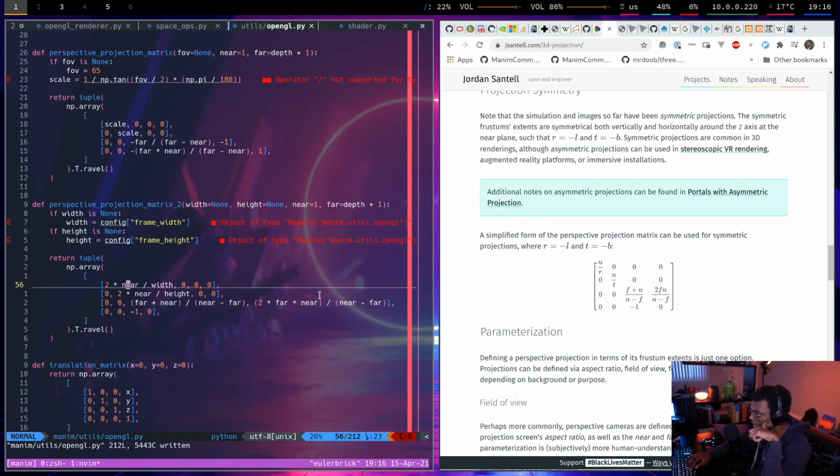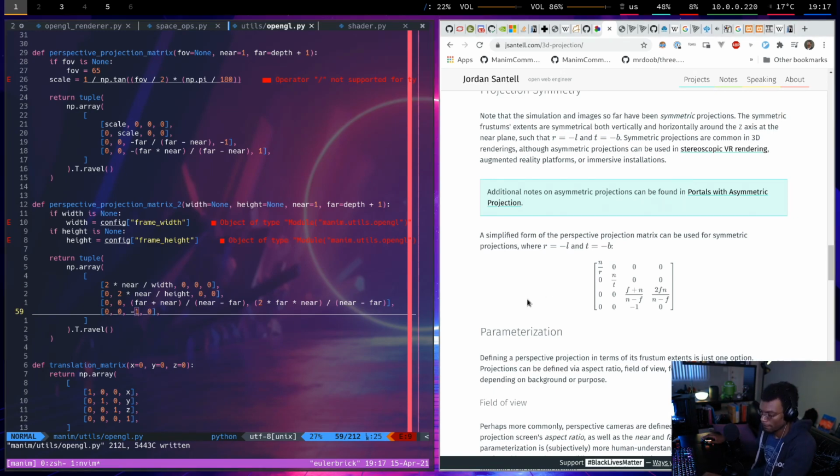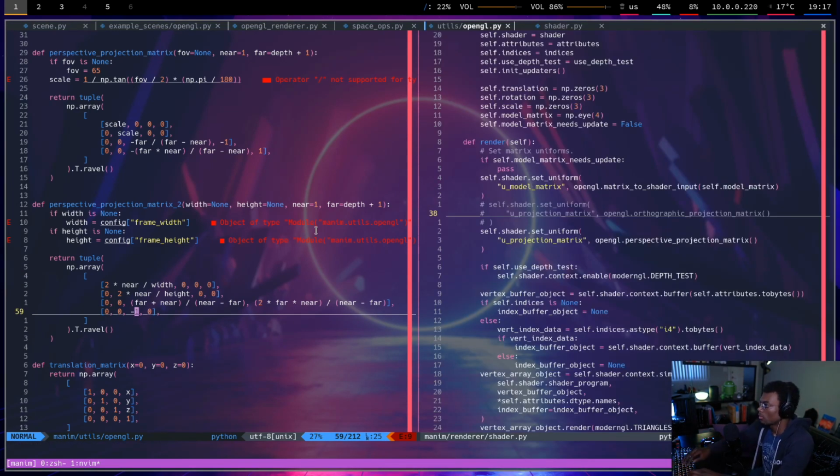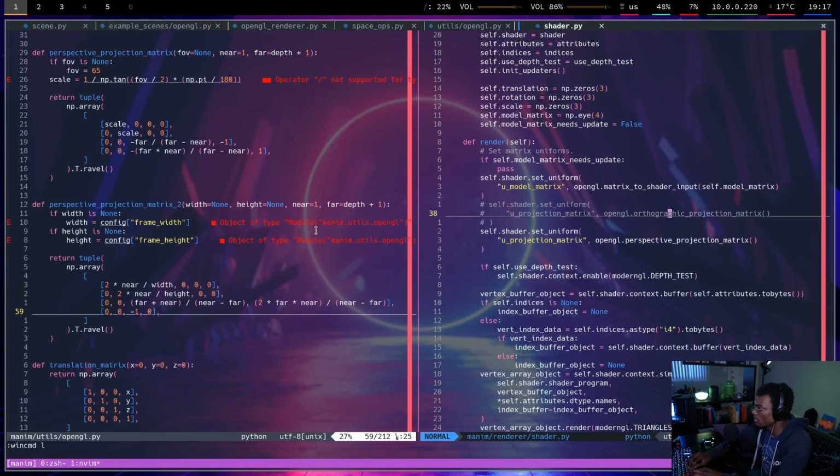This is near divided by right. That's width over 2, so I just bring the 2 up. Then I have near divided by top. It's height over 2, so I bring that up. I have far plus near divided by near minus far. They have 2 times far times near divided by near minus far. Negative 1 and 0. Okay. Wish me luck.